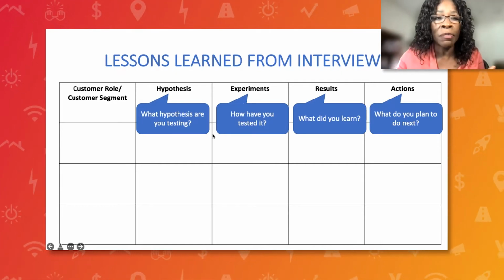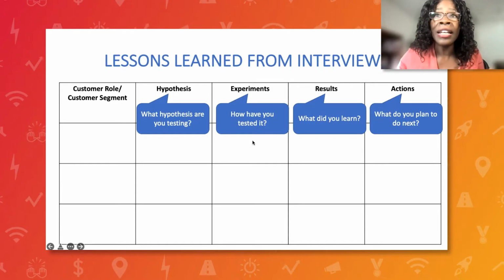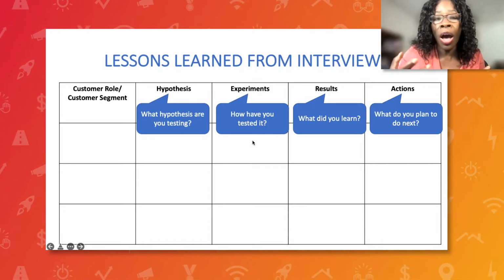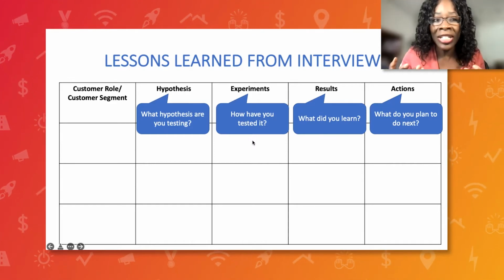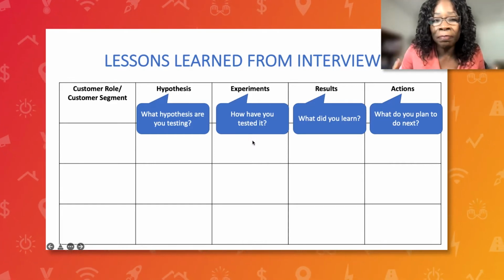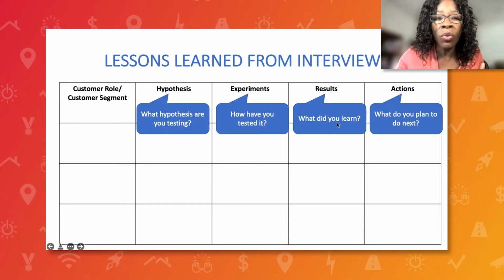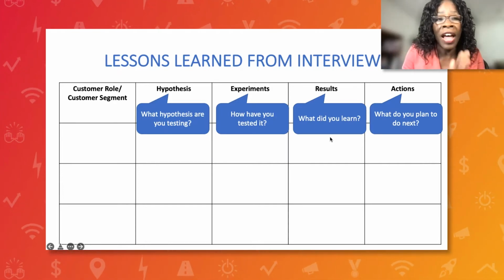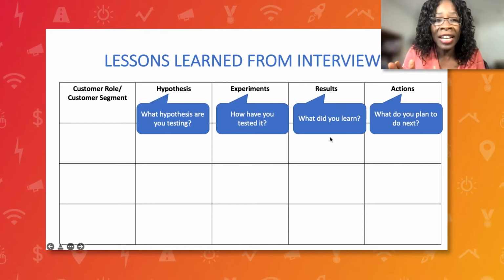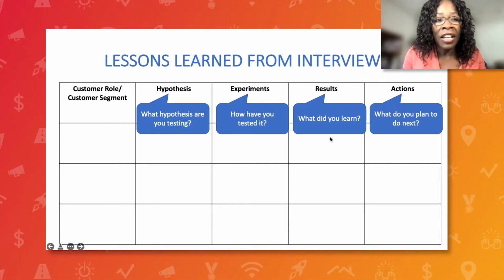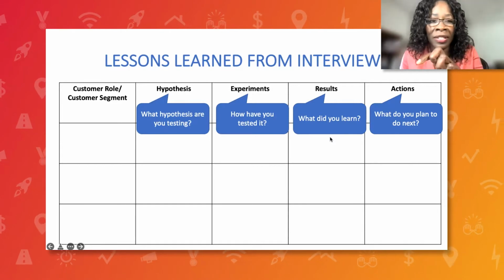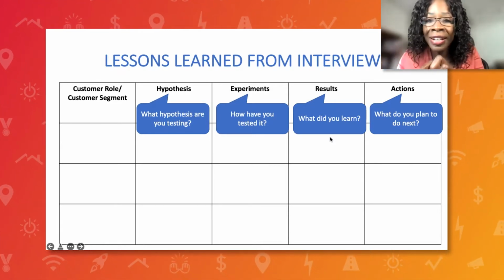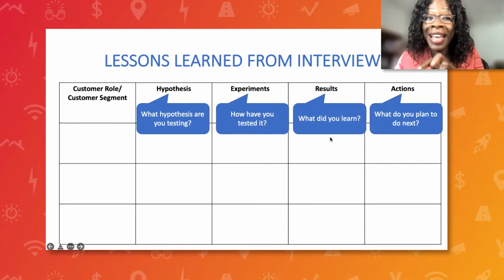So when I have here experiments, how are you going to test that? It's going to be during the interview. So here you put a sample of what type of question you'd want to ask. Here is the result of that interview. Were you able to validate or invalidate your hypotheses? And then based on this, what actions are next? Who are you going to interview next? What questions are you going to ask next?